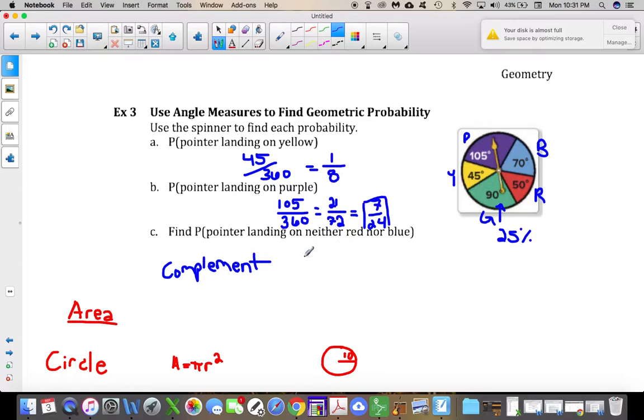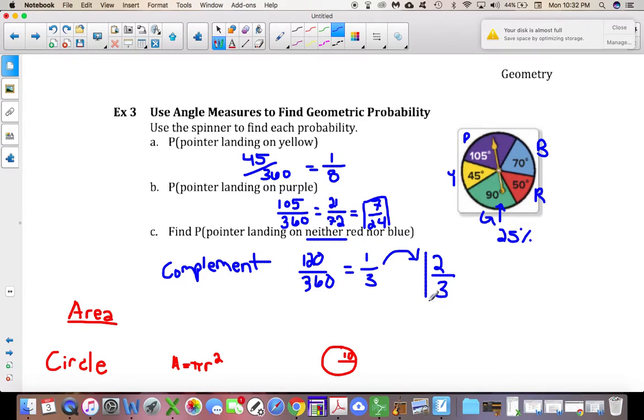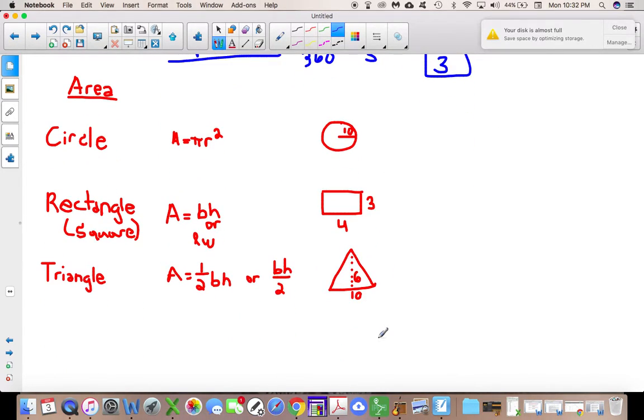Okay, and I'm going to do actually finding red and blue together. 70 and 50 is 120 over 360. 120 over 360 is 1/3. Okay, so I have a 1 in 3 chance of selecting red or blue, but I want neither red or blue. So if 1 in 3 chances are my chances of red or blue, then I have a 2 in 3 chances of not getting red and blue. And that's called finding the complement. You actually find what you don't want first, and then you go ahead and subtract that and find what you do want, okay?